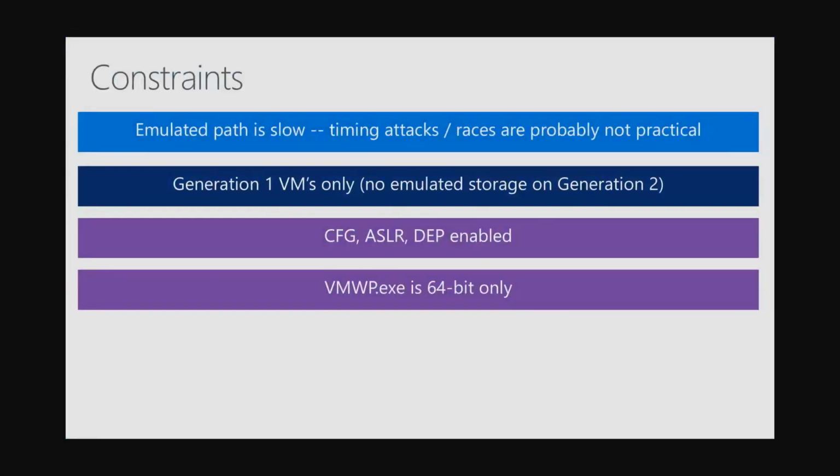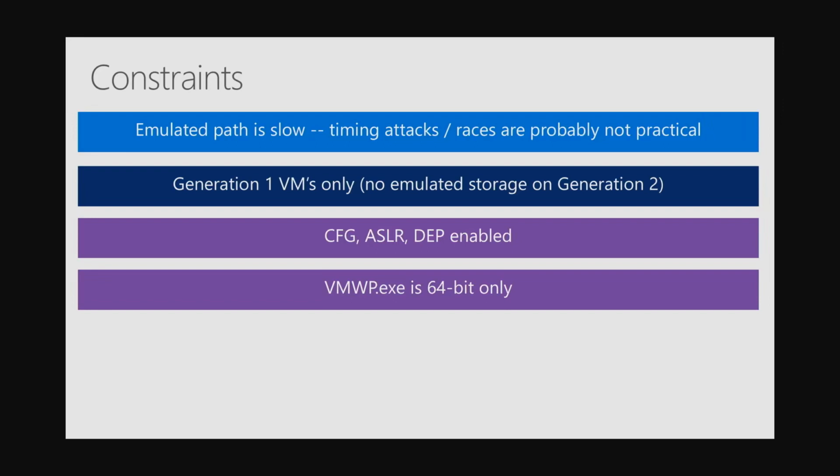I had a few constraints with writing this exploit. The first constraint is that the emulated storage path is slow, and the way that I had written my POC made it even slower than it needed to be. And so I figured that if the way that I was going to exploit this bug required me winning some weird timing or race condition between threads, that's probably not going to be practical.